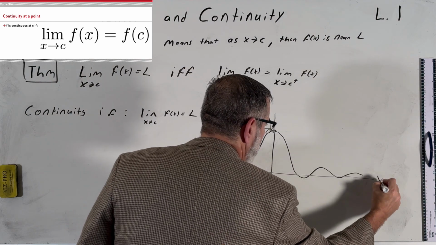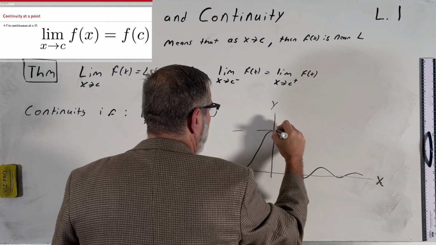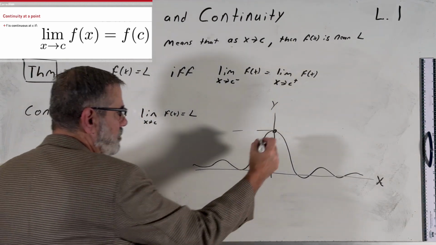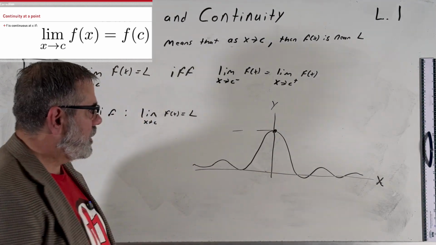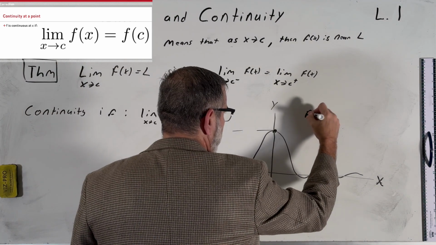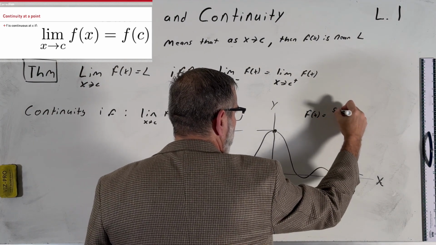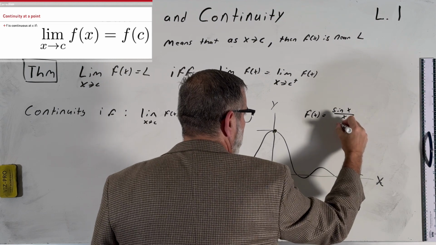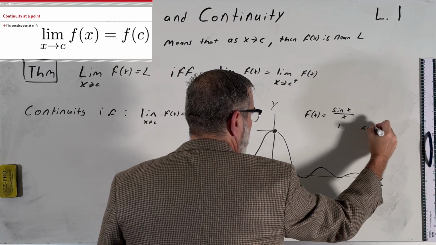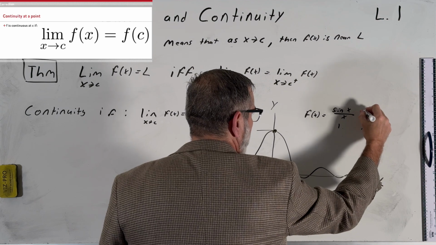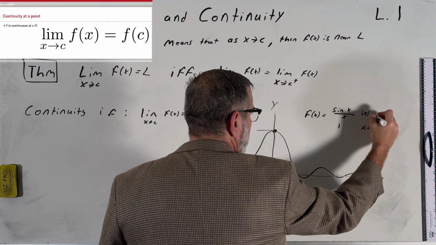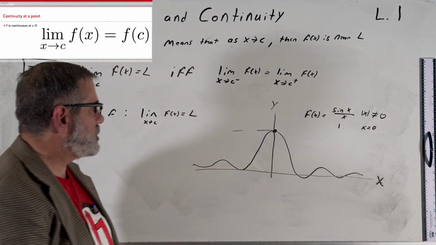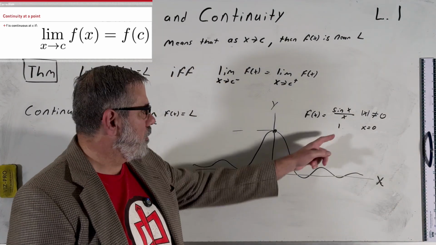Here's x. Here's y. And we have this hole at x equals 0. If we want to fix this and make it continuous, we just have to plug that hole. We'll have to make a broken function. We'll say that f of x is equal to sine of x over x, and 1 for x equals 0. And this will be for x not equal to 0. So it's sine x over x everywhere except at x equals 0, where it's equal to 1.